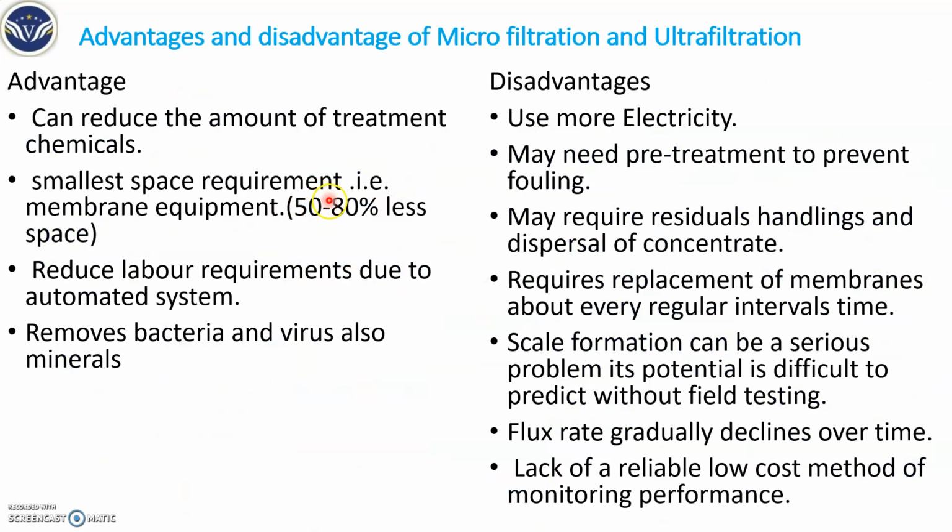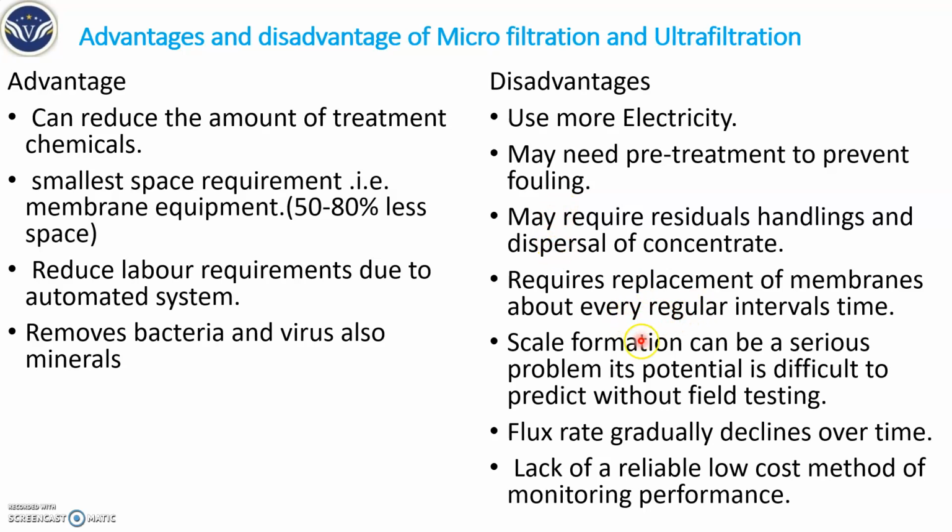Now what we can see here is an advantage and some of the disadvantages of micro and ultrafiltration. Here it can remove the chemicals and all. Space required is small, 80 to 50% when you compare it to a depth filtration. It is less laborious, automatic. You can remove minerals and bacteria. Some of the disadvantages here is it consumes more electricity. You require some pre-treatment to prevent fouling.